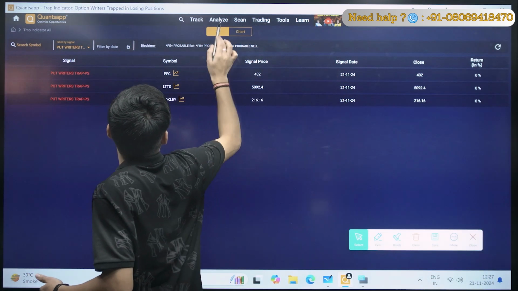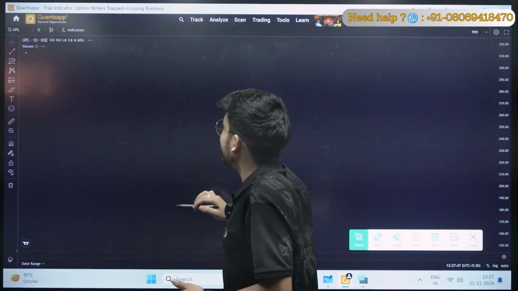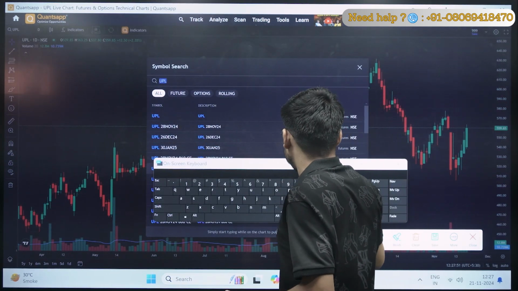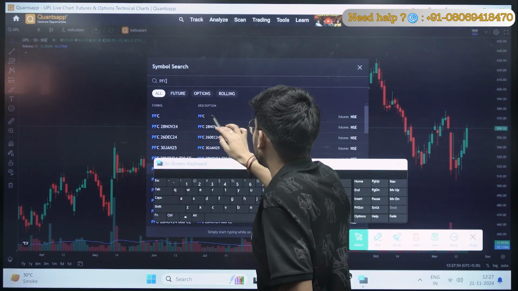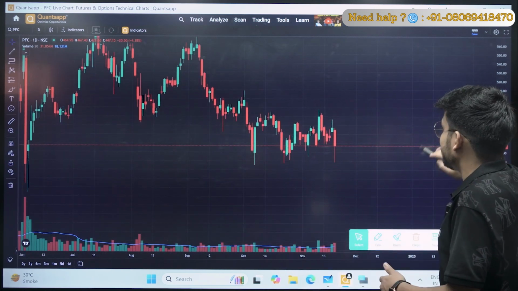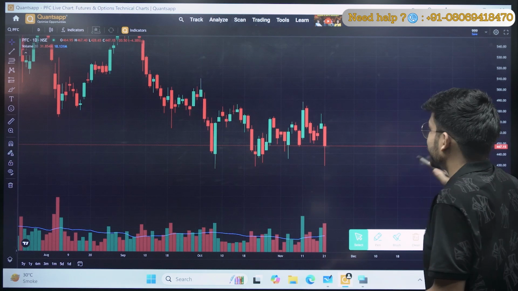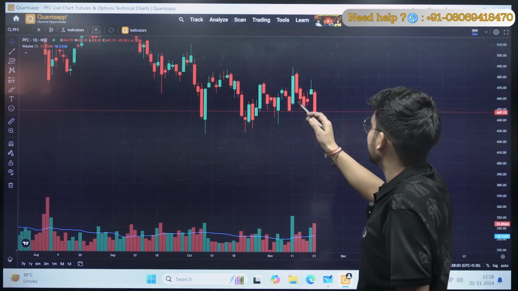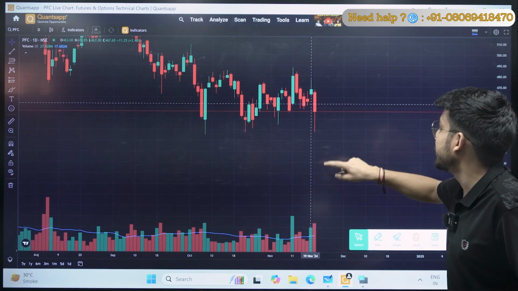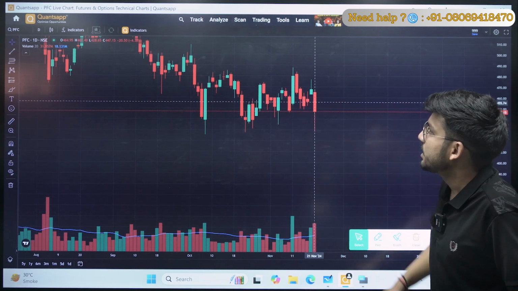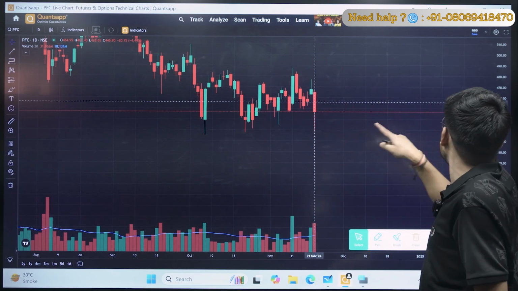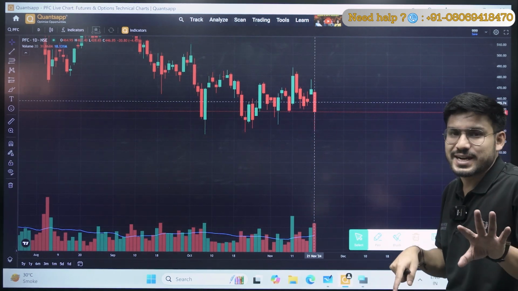So let me go to the chart, and we will apply PFC here. You can see it gave me a signal at 432. And currently, what was the low of today? The low of today was 428, and my market is at approximately 446 right now.